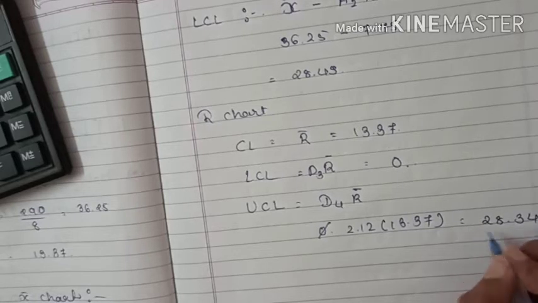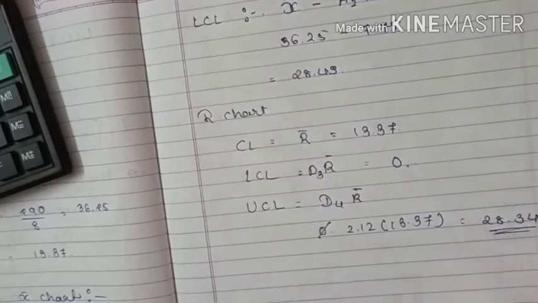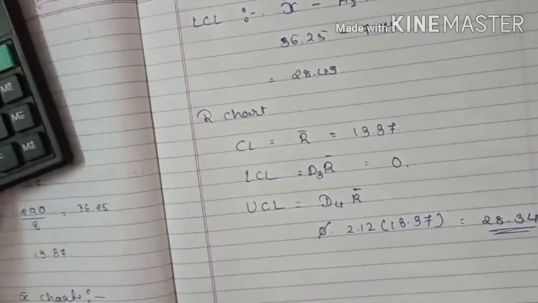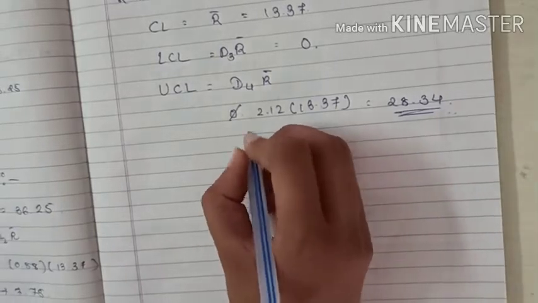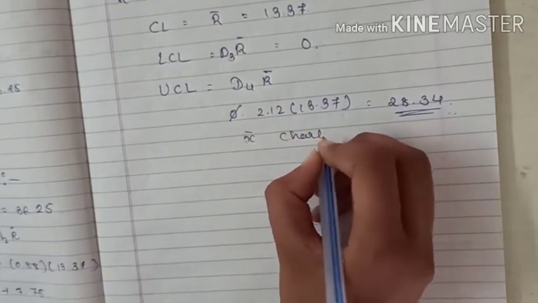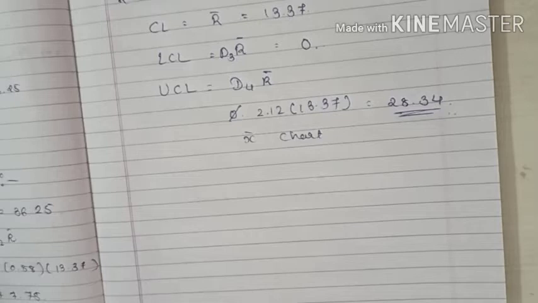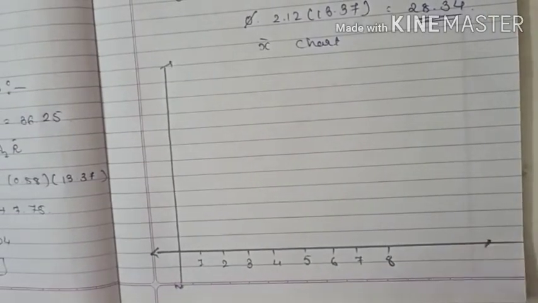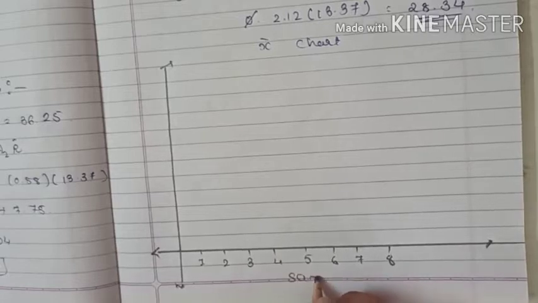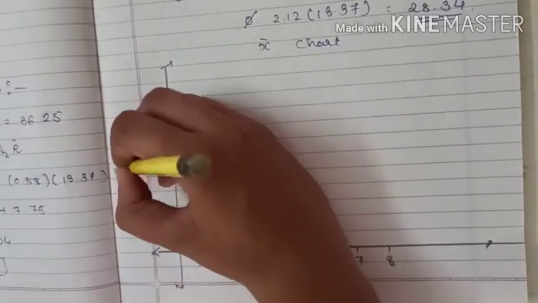Lower control limit comes 28.37 for the R chart. Let's start with the chart. First we have to find out the X bar chart. On the X side we are taking samples, and here X bar.